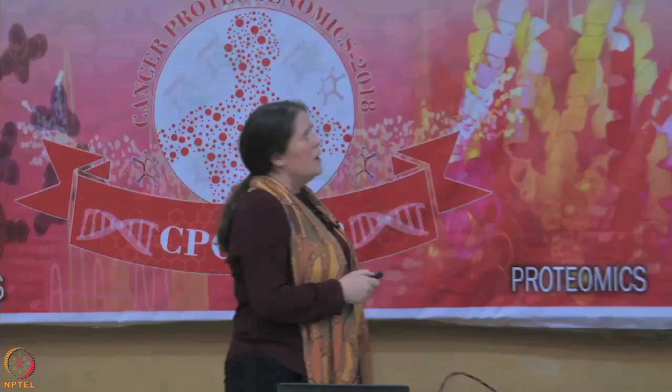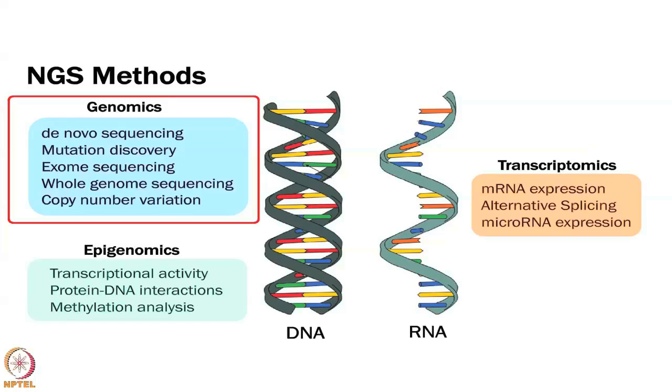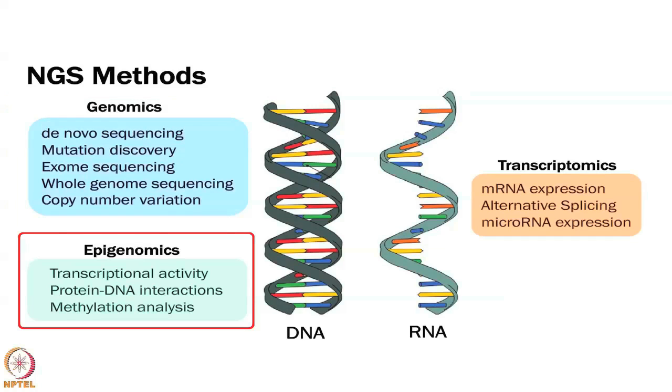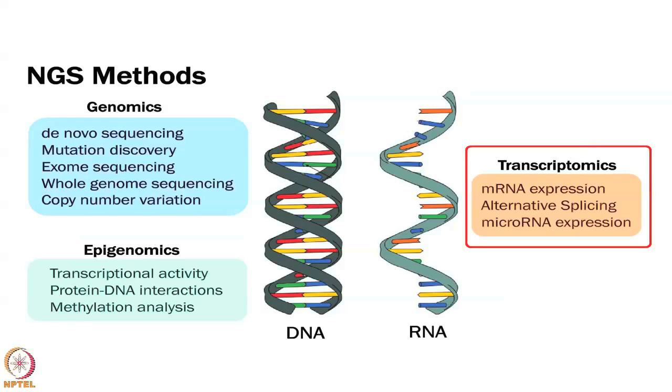What we're going to talk about is a lot of these different methods. In genomics, we have de novo sequencing, mutation discovery, exome and whole genome sequencing, and copy number alteration or variation detection. In epigenomics, we have assays to look at transcriptional activity, protein-DNA interactions, and methylation analysis. And at the transcriptomics level, we can look at mRNA expression, alternative splicing, and microRNA expression. And there's more. These are just some of the basics.